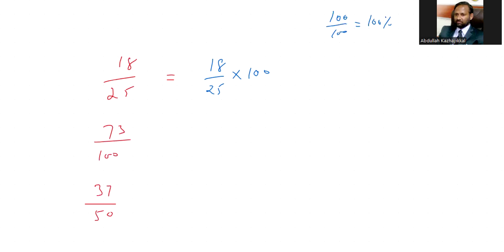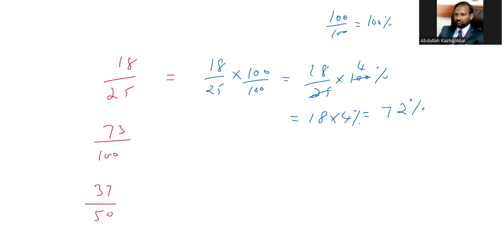That means 18 by 25 into 100. Per 100 means percentage. Now this 25 and 100 you can cut. How many times? 4. So 18 into 4 percentage. 18, double of 18, 36, that means 72. We got 72%. 18 by 25 means 72%. This is the easy method. Whenever a fraction is there, to change the fraction into percentage, you have to multiply by 100%.